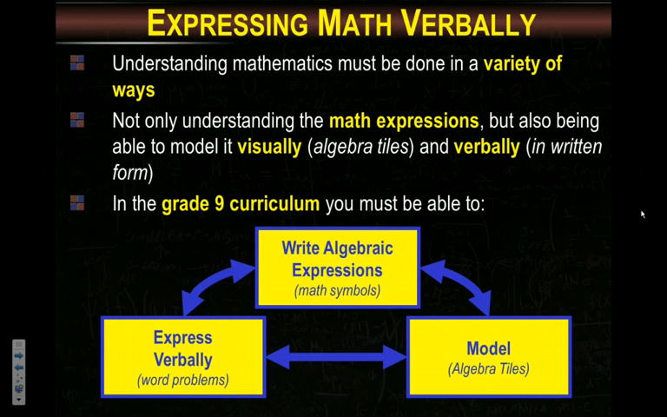As well, you should be able to model this. The current model that in this algebra unit that we are incorporating is the algebra tile model, okay? Whether you like it or not, it is part of your content. And then finally, the final piece is to express this in a verbal sense. Now, this doesn't mean you have to actually say it out loud. There's no one on the test that's going to say in your final exam, please tell me what this says, and you have to speak it.